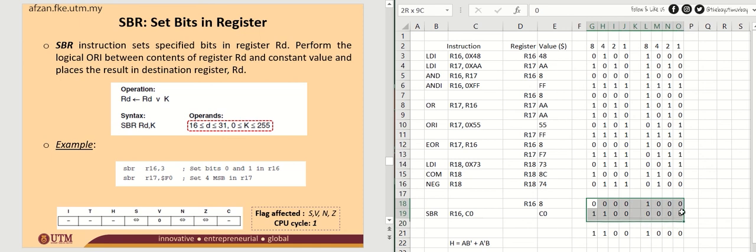So what I'm going to do is the logical OR. Previously we already saw the truth table of the logical OR. With inputs 0 and 0, you get 0. With 0 and 1, you get 1, and with 1 and 1, you get 1. So the output that I get is similar to what I want. This is the SBR section, in which you set bits in a register, changing the bit to 1.